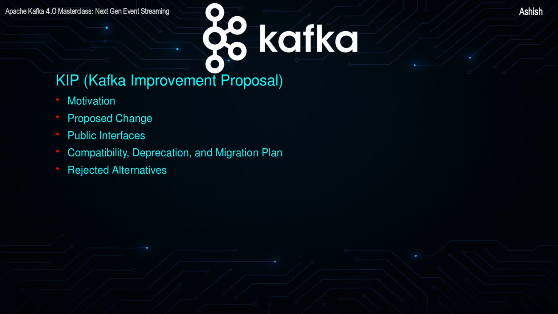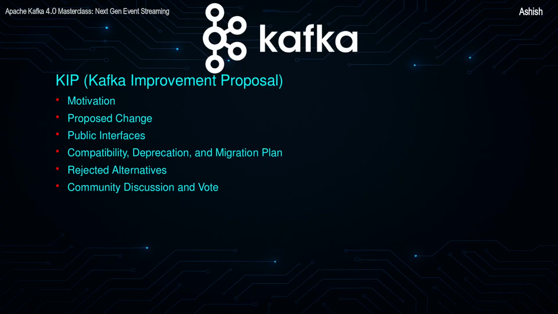Next, we have rejected alternatives. This section is vital for good design. It describes other solutions that were considered and explains why they were deemed inferior or rejected, providing context for the chosen approach. Once a KIP draft is written, it's submitted to the Apache Kafka developer mailing list for discussion.